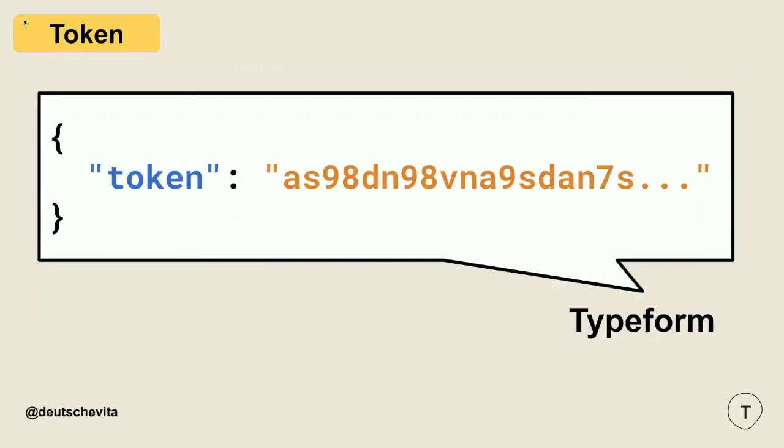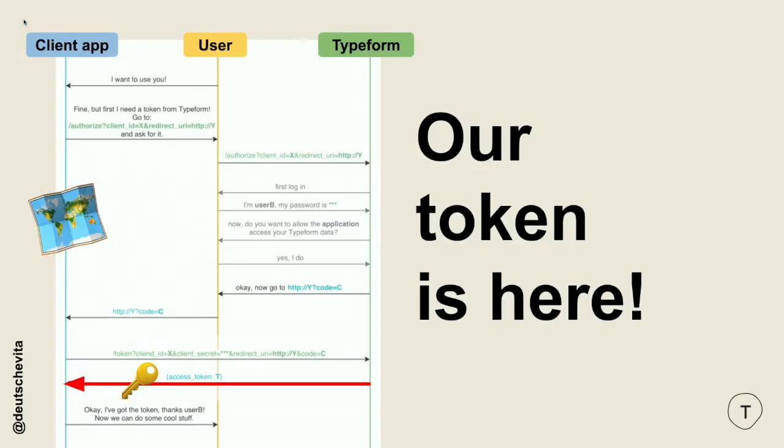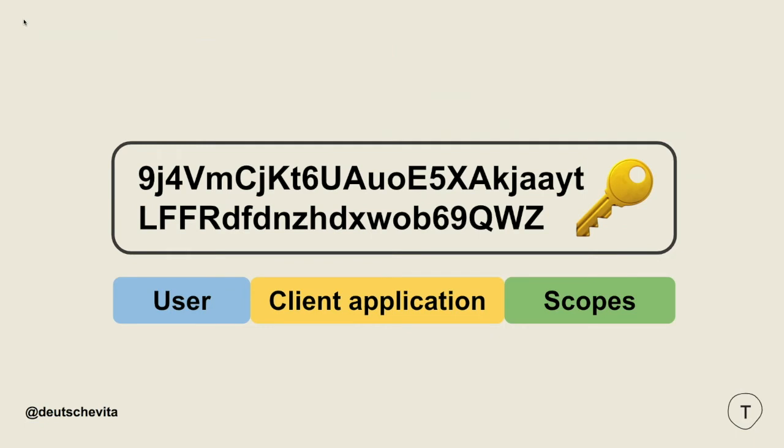And so Typeform will reply with the token because Typeform is nice like that. So this means that our token is here and we can finally use it. But what is the token good for? What does it do? So every time my application wants to request something from Typeform, it will send this token, which Typeform will use to identify which user the data belongs to, what application is requesting it, and most importantly, if it has the rights or the permissions to request that data.